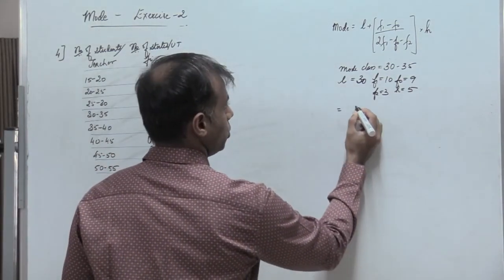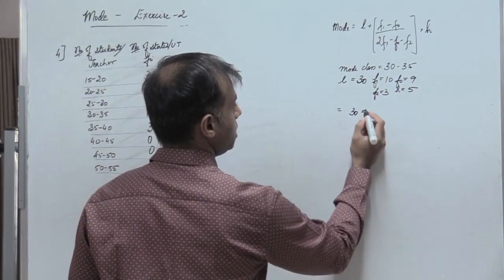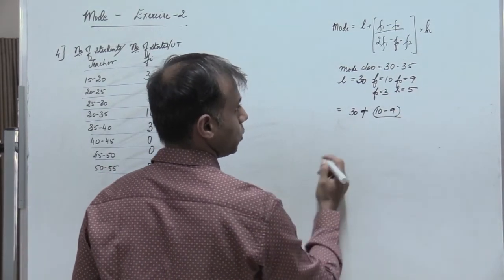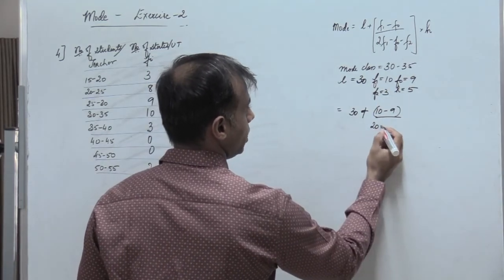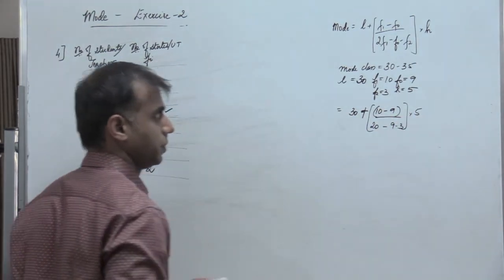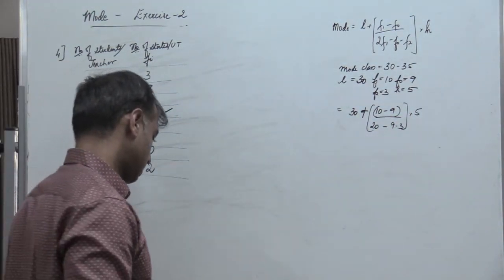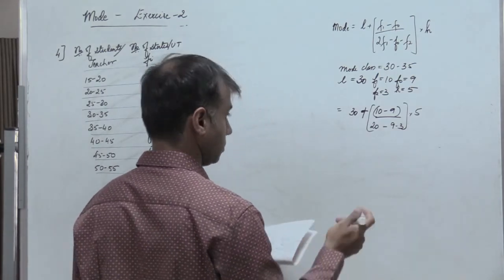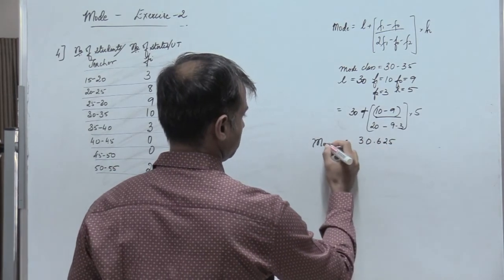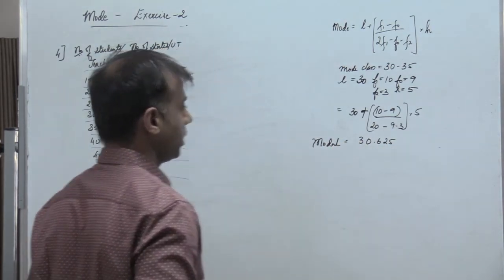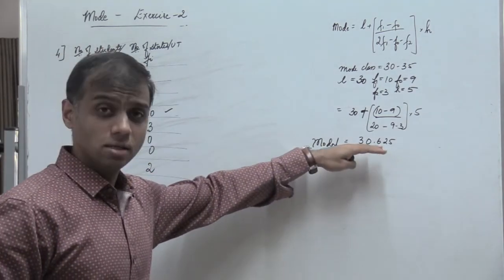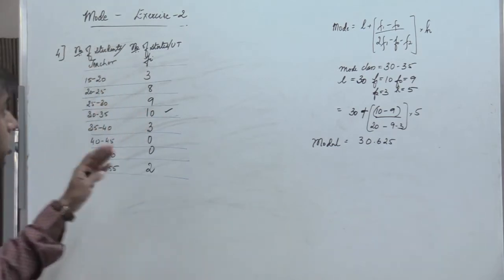So we find the mode value as 30 plus F1 is 10 minus F0 is 9, divided by 2 into F1 is 20 minus 9 minus 3, into H, which is 5. Right? So the mode value is 30.625. So the modal value of the student to teacher ratio is 30.625.